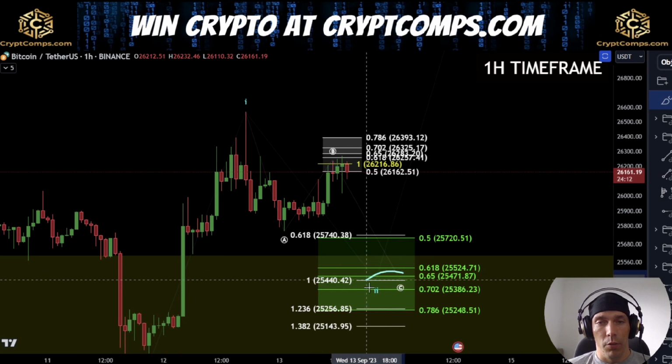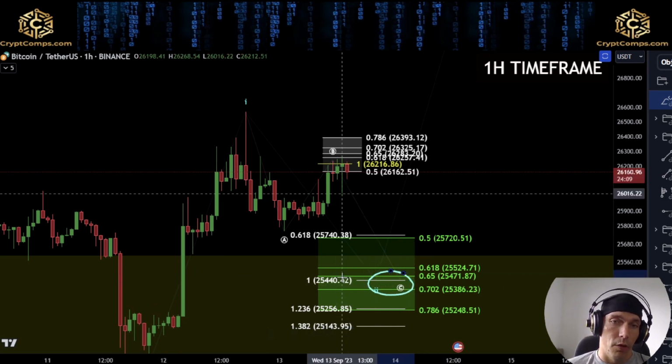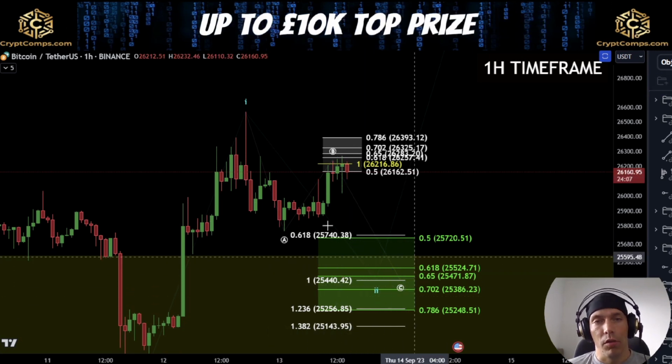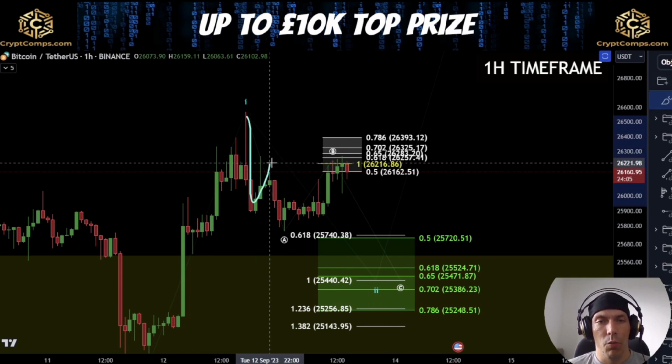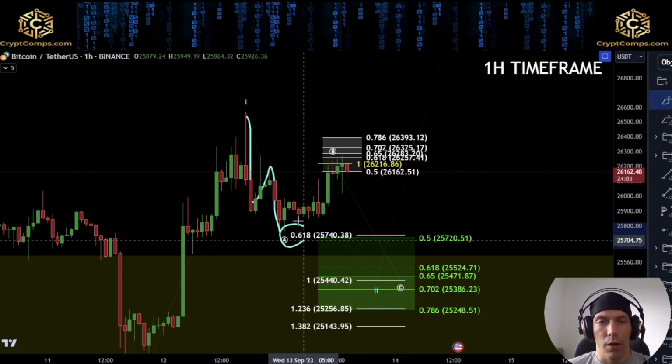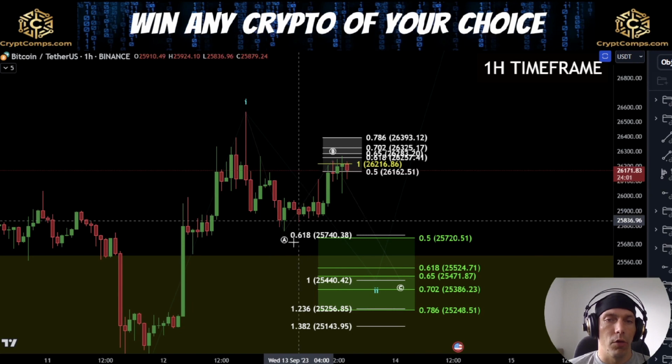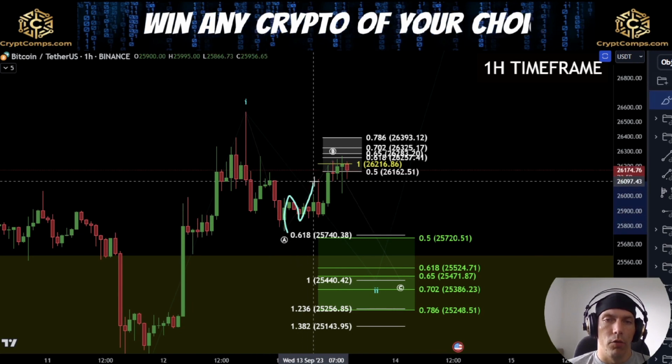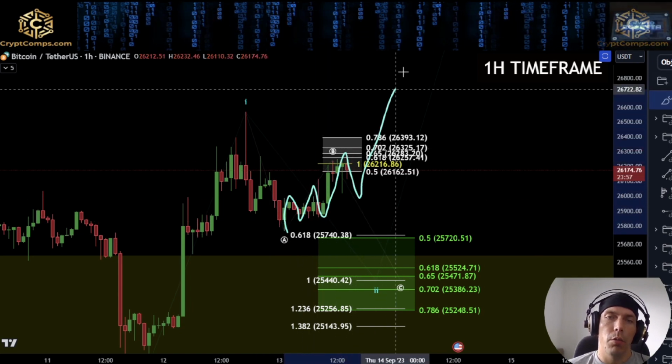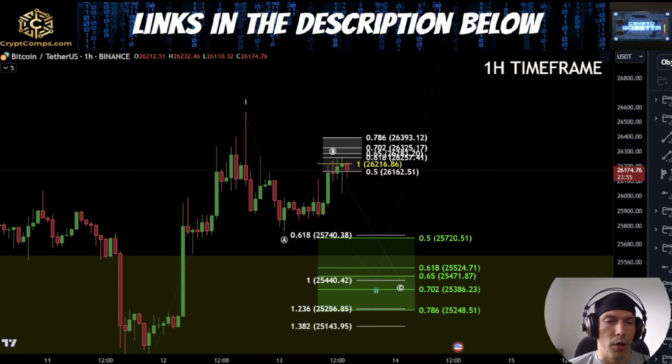Now 1-to-1 would currently be at the zone of this 25,440. What we do need to respect, however, here is that this move in itself has done enough to actually complete the correction. So if we do have something like 1-2, 1-2, 1-2 here, we could start to see price looking to just break up directly.